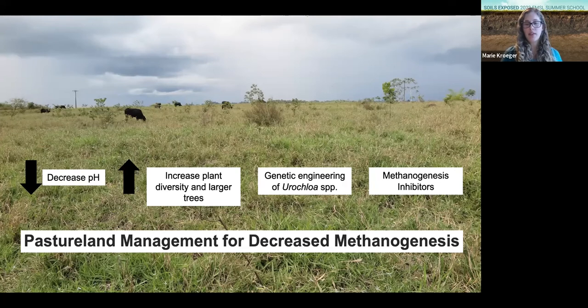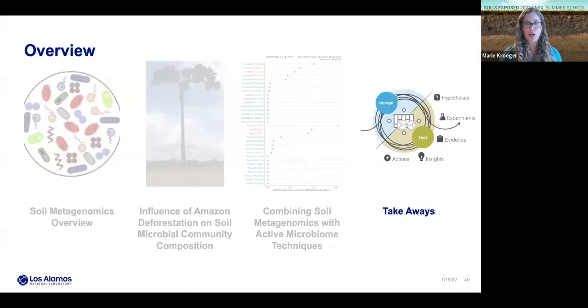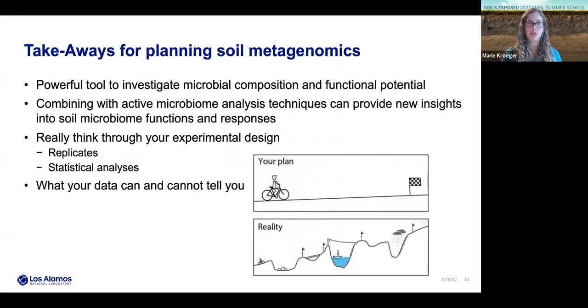So I think with that, I just want to move on to a few key takeaways that I hope you'll consider if you're going to use metagenomics to study your soils. One is, I hope that I've convinced you that this is a powerful tool to investigate microbial composition and functional potential. It's especially powerful if you're able to combine it with active microbiome analysis techniques, where you're really able to focus in on how the soil microbiome is responding, how it's actively metabolizing substrates of interest. So I think it could be really powerful in your research.